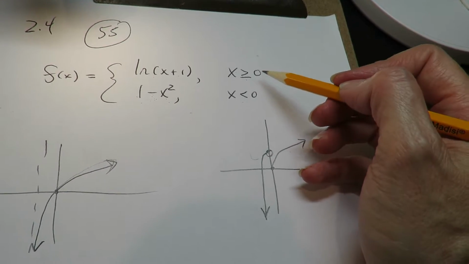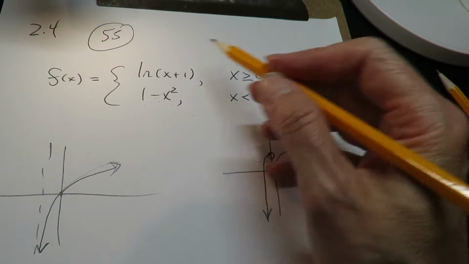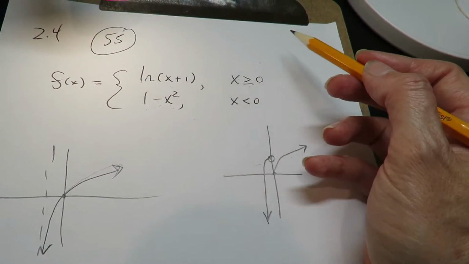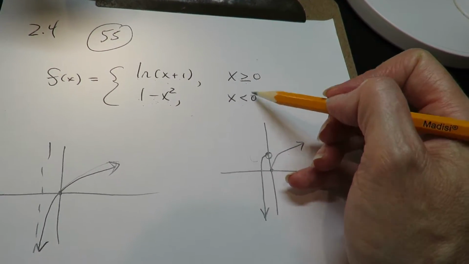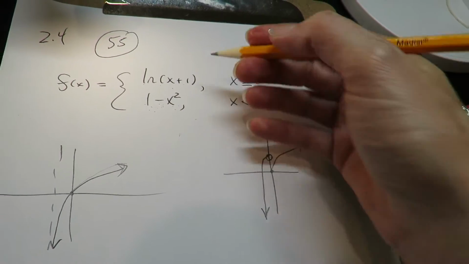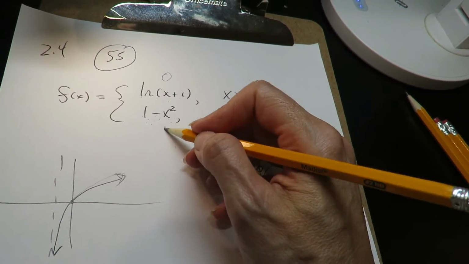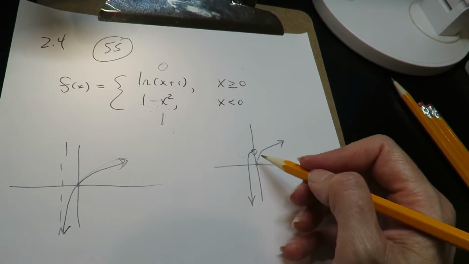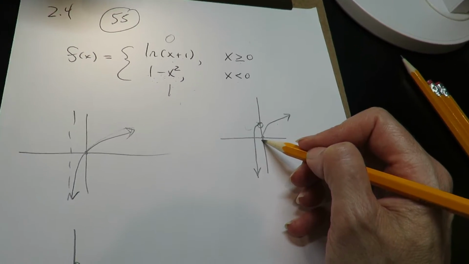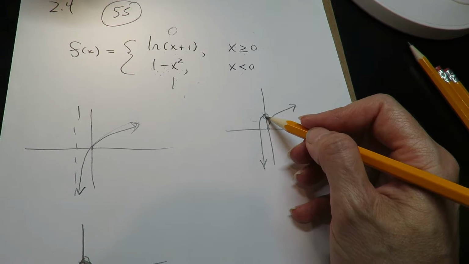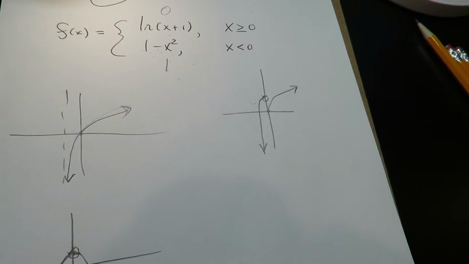The quick way to figure it out is if you put a 0 into here, logarithm of 1 is 0. And if you put a 0 into here, 1 minus 0 is 1. So this outputs a 0 where this outputs a 1. These values are not equivalent, as you can see here. So again, the one-sided limits exist, but they're not equivalent.